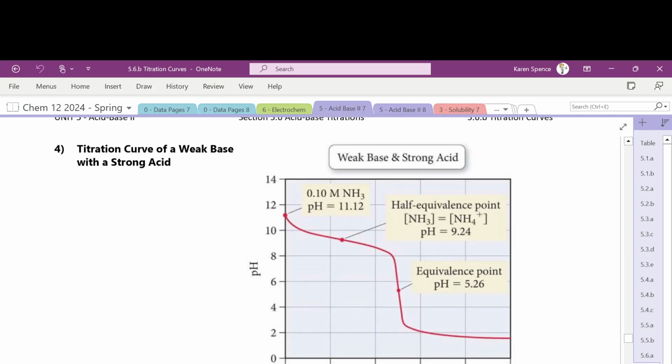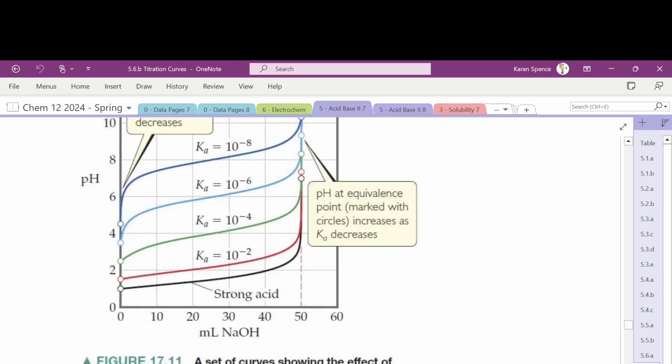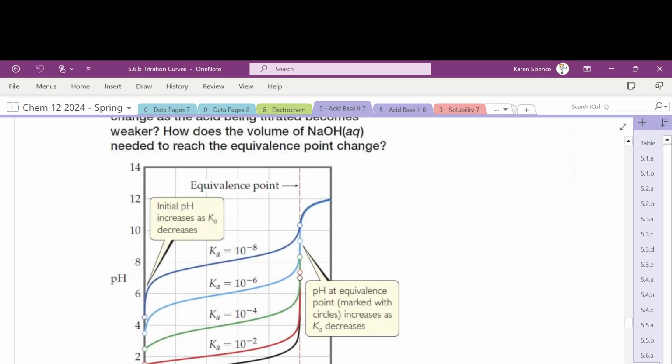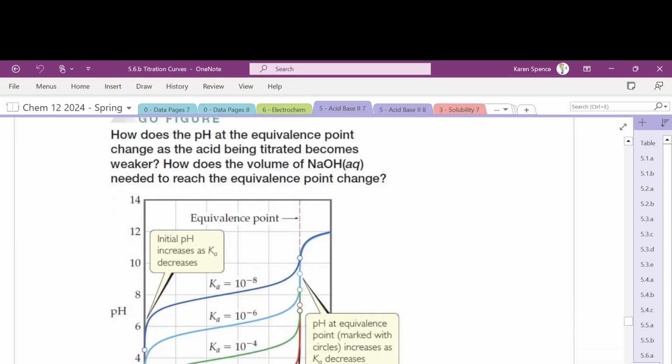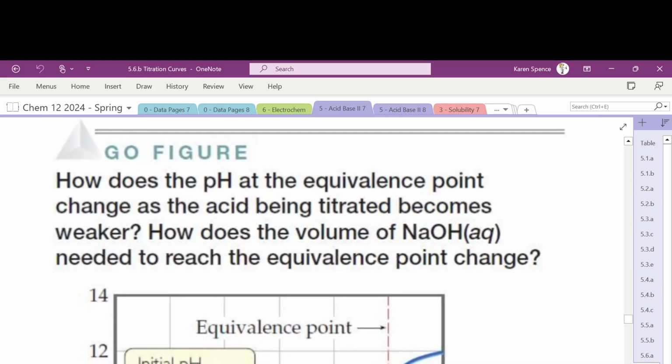Okay, so here we are with our titration curve of a weak base with a strong acid. Oh, actually, on page 100, did we go through this? We didn't, did we? No. Okay, so let's go through this. How does the pH at the equivalence point change as the acid becomes weaker?